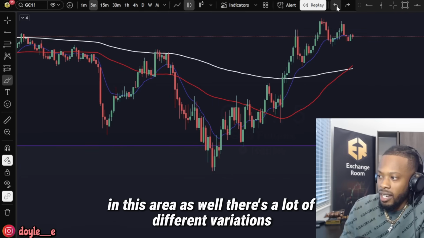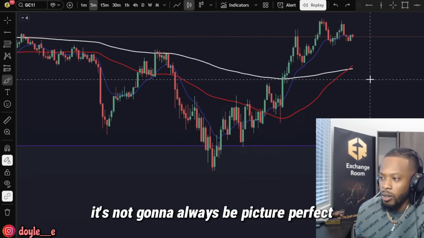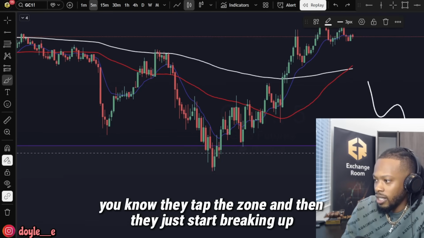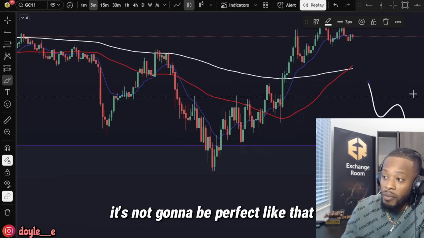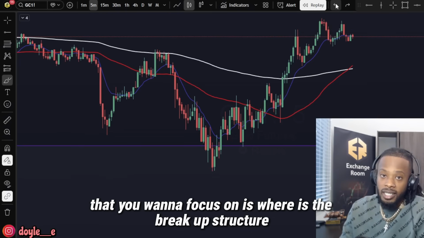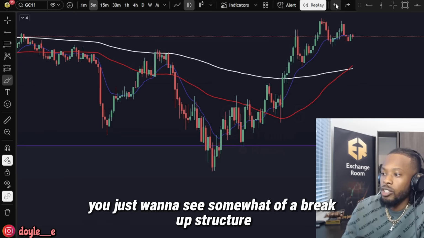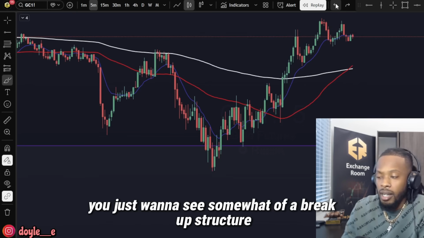There's a lot of different variations, because when it comes to higher time frame zones, it's not always going to be picture perfect. They tap the zone and then they just start breaking up. It's not going to be perfect like that, but the main thing you want to focus on is where the break of structure is, or what other traders call a change of character.